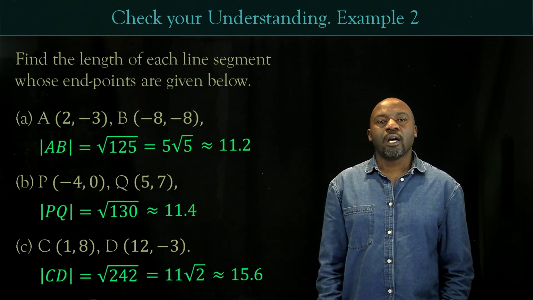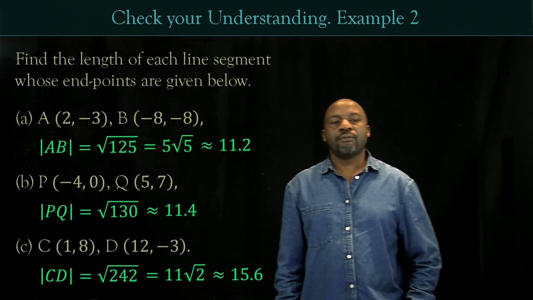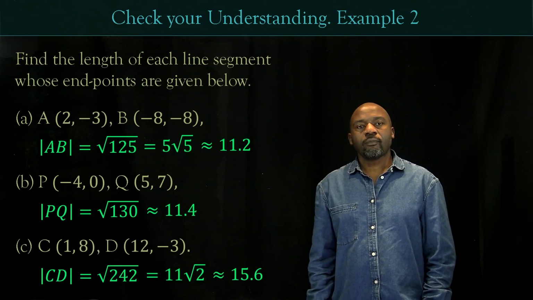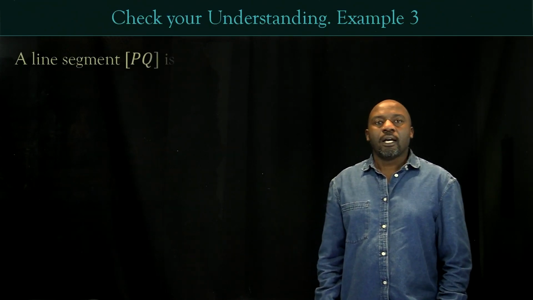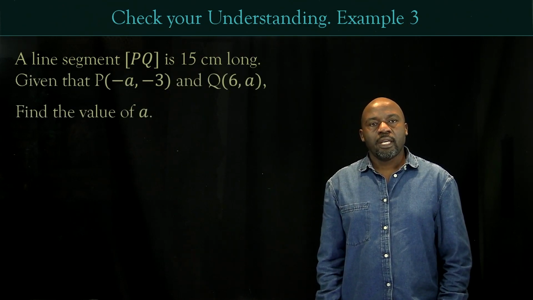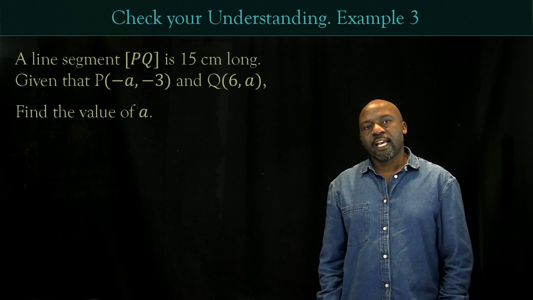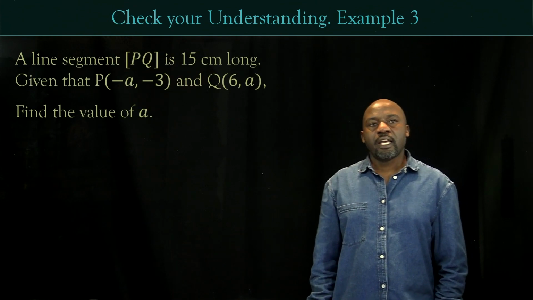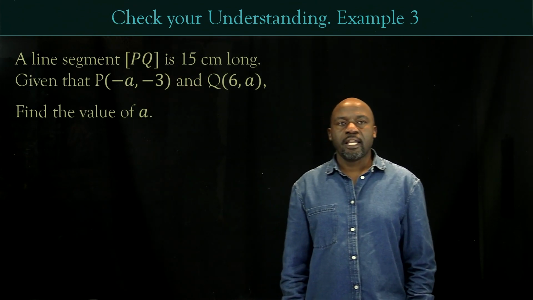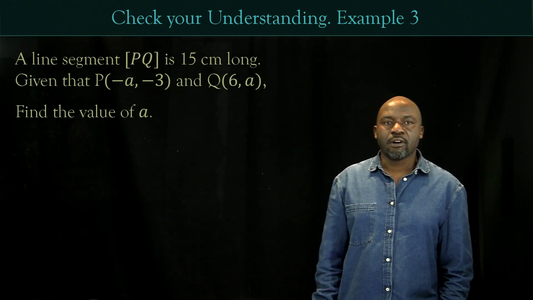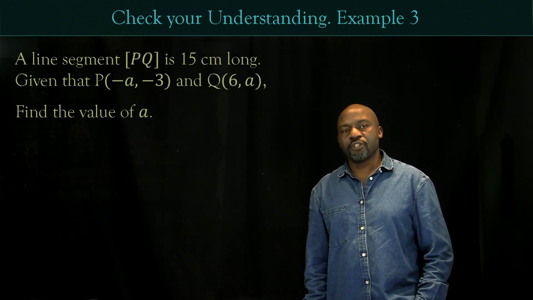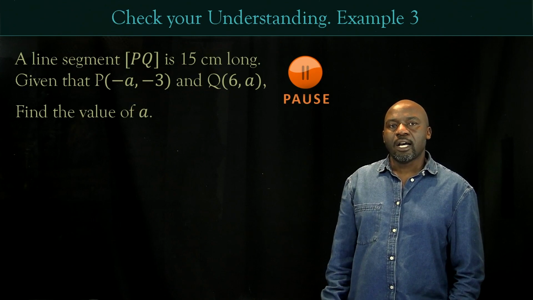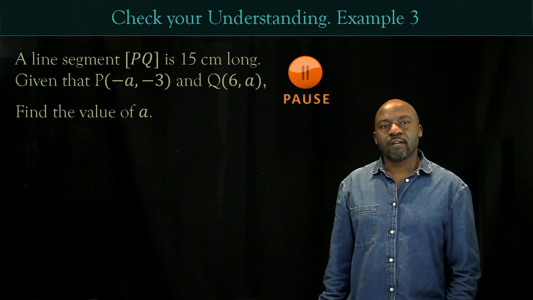Please try it out. Write down something in the comment section if you are getting something different, and I will do a video solving this question. All right, I believe this is the last one. A line segment PQ is 15 centimeters long, given that the end P has coordinates negative a, negative 3, and the end Q has coordinates 6, a. Find the value of a. This is a nice examination type question. Please pause the video and try it out, and then see the solution as I have figured it out. Okay?